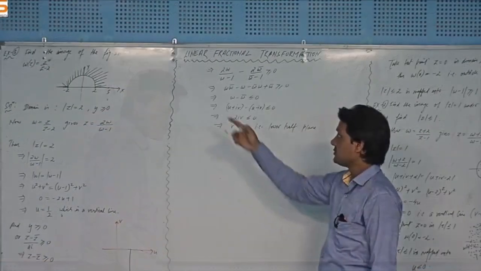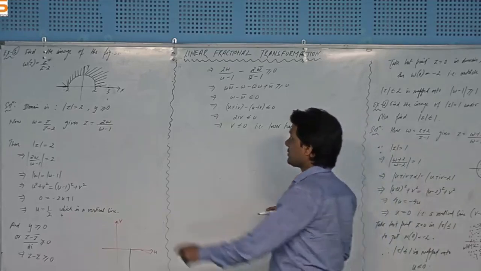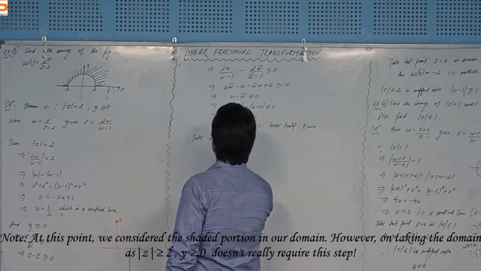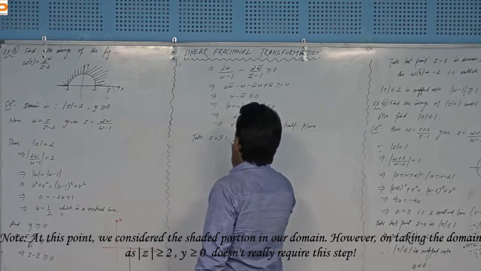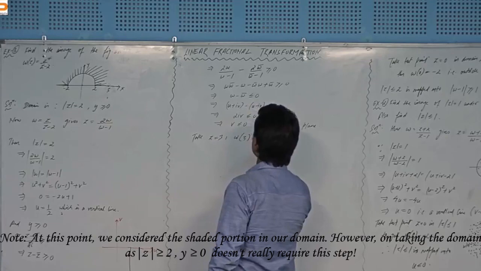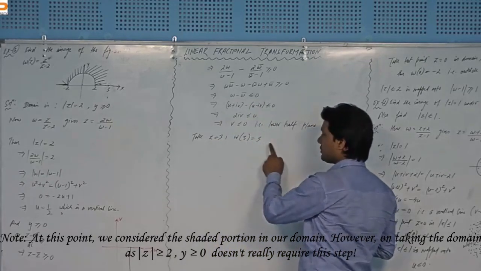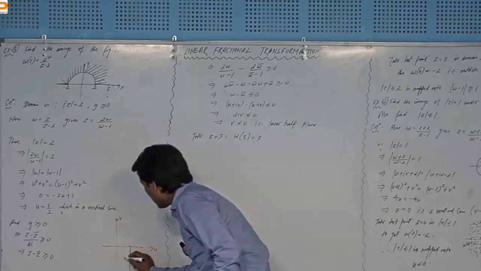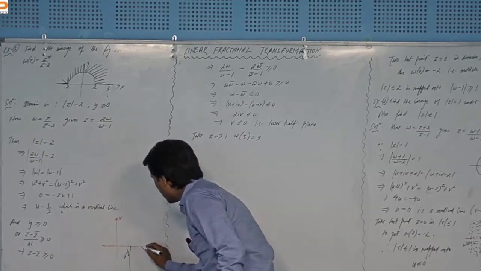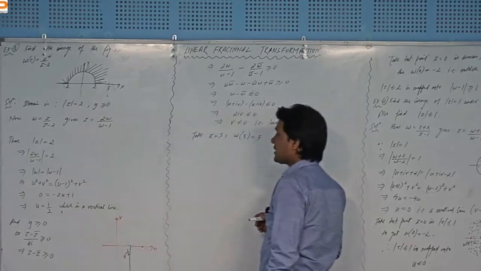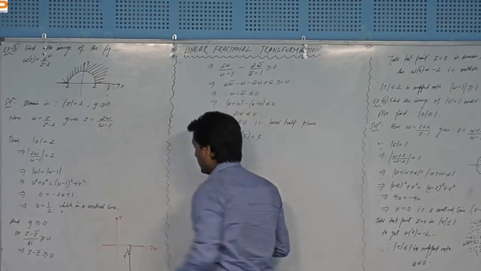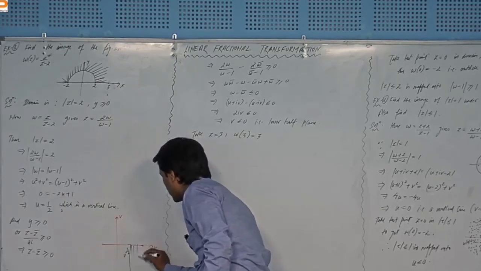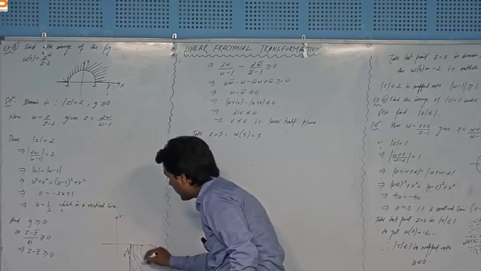I will take a test point inside this shaded region and let that point be 3. Take z equal to 3, right? That will give you w of 3 equal to 3, and on plotting this w of 3 equal to 3, I will get a point here. 3 will be here because this is u equal to half, right? So u equal to 3 will be here, right? It implies that this shaded region will be mapped onto this portion, right? This portion.